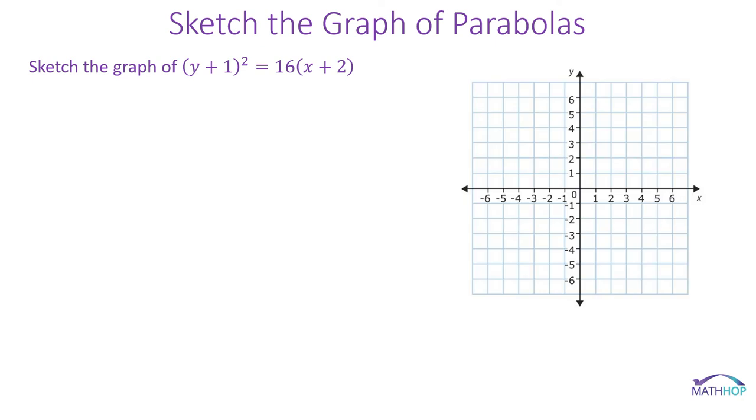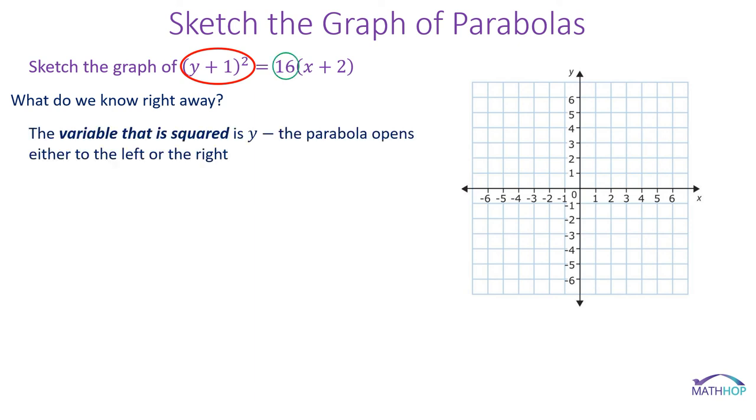All right, so we'll put the graph up there. What do we know right away? Well, we know that the y is the variable that's squared, so it either opens to the right or to the left. And we know that 16 is positive, so P is positive, so it opens to the right. All right, and remember, we already know that P is going to be 4 because 4P equals 16, divide by 4, P is 4. But let's take it one step at a time.